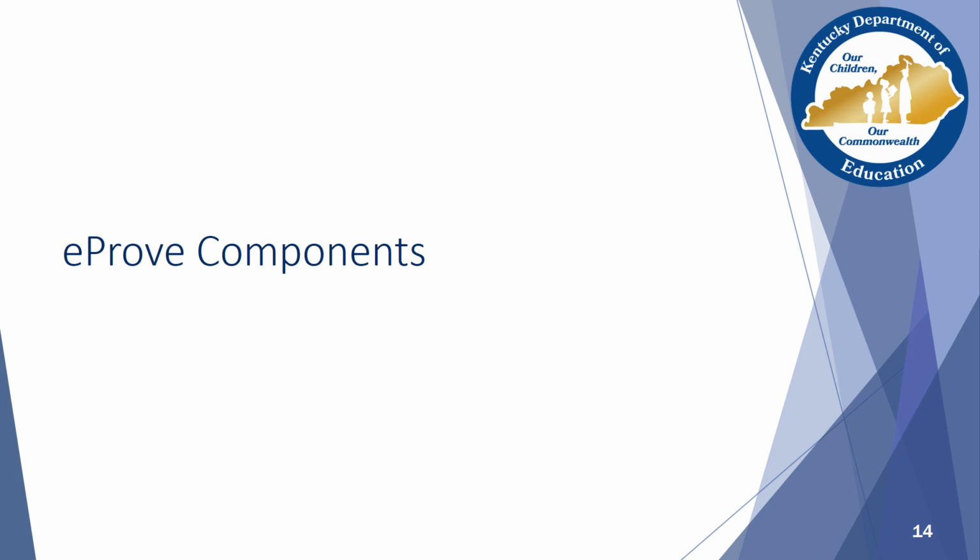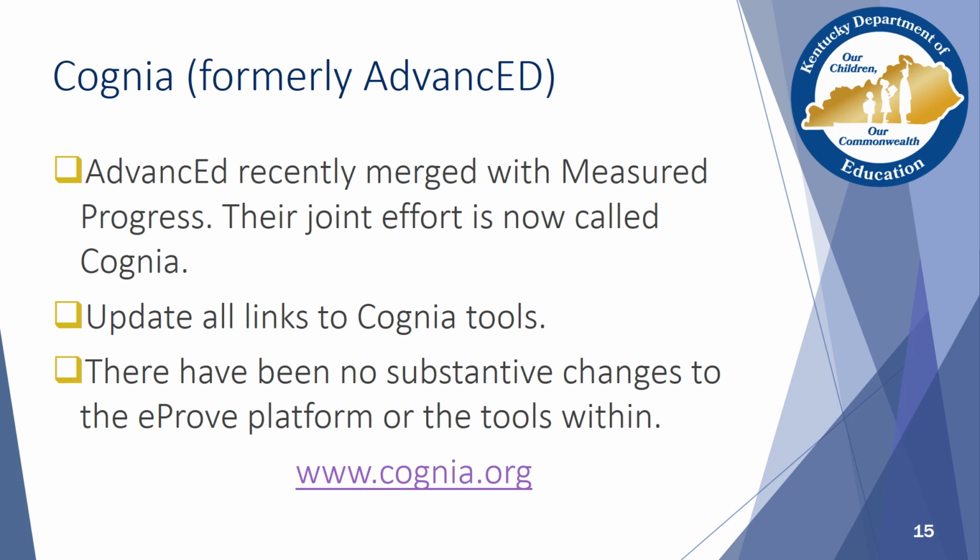Let's take a look at some important components of the eProve platform. In this section, I will show you how to update your head of institution, how to create a new diagnostic, how to add an attachment, and how to know when you're done. One of the first things you will notice when you log into the eProve platform is that the partner company listed at the top has changed.